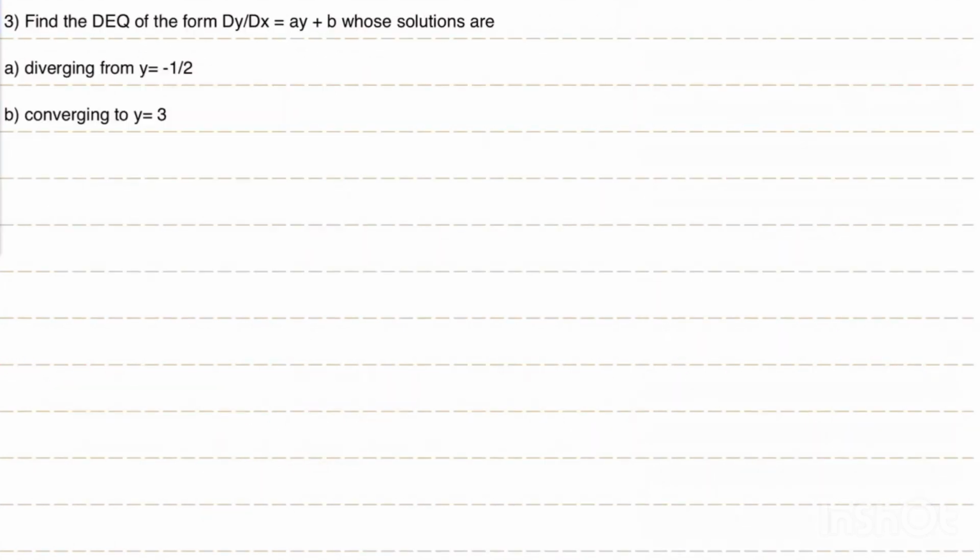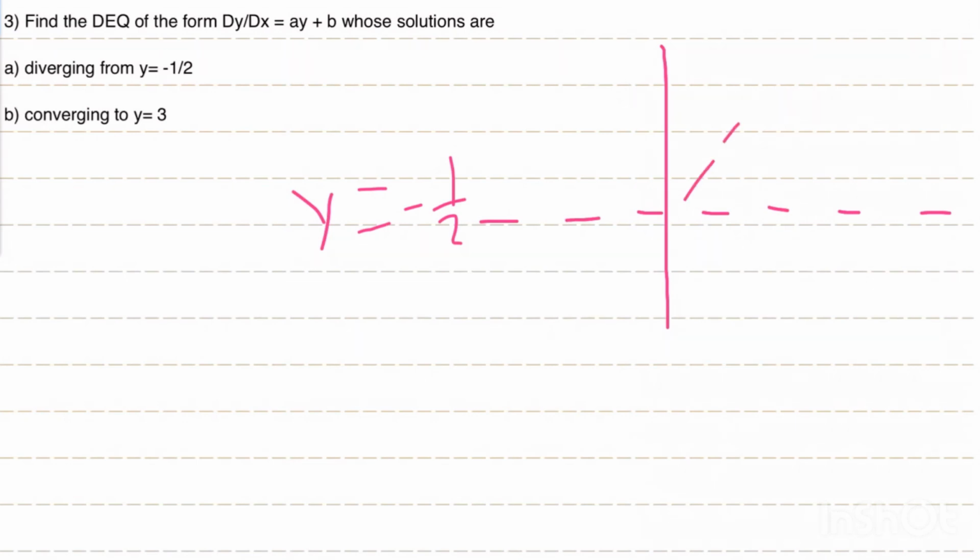Alright, so this is number 3. It's a bit different. It's asking to find the differential equation of the form dy/dx equals ay plus b, whose solutions are a, diverging from y equals negative 1/2, and b, converging to y equals 3. So first let's do part A. Part A says that the solutions are diverging from y equals negative 1/2. So all we need to do is graph y equals negative 1/2. And since the solutions are diverging, they're all going to infinity from negative 1/2. So it would look like this. These solutions are all diverging from negative 1/2.